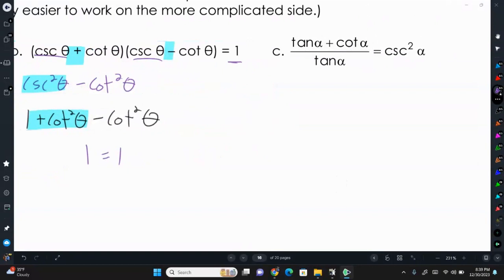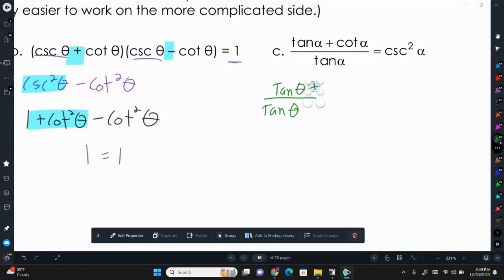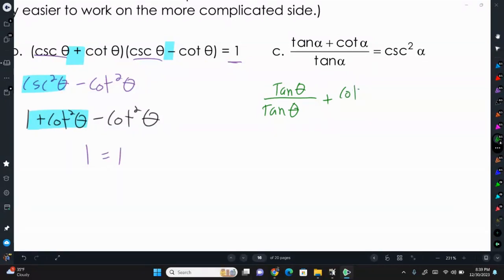Now letter C is a little bit difficult. So what we're going to do first is we're going to split this up into two separate fractions. So the tangent of, and I'm going to change it to theta because I'm not sure how to draw that symbol very well. So we can just make it any variable we want. Tangent theta over tangent of theta. So we have tangent over tangent, which is 1. And then I can write this as cotangent times 1 over tangent theta.